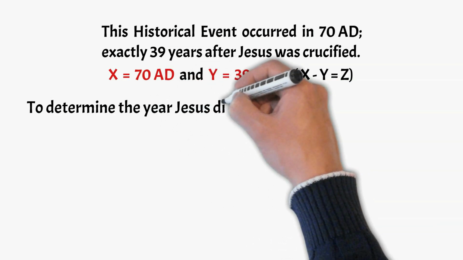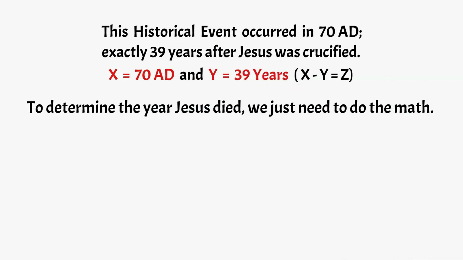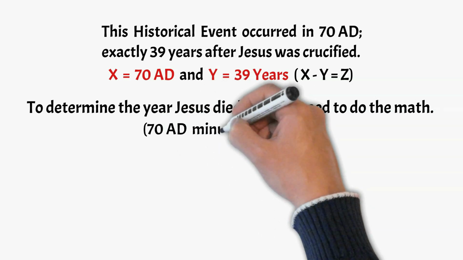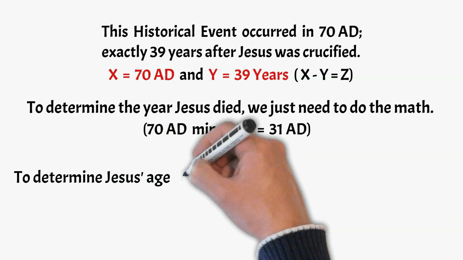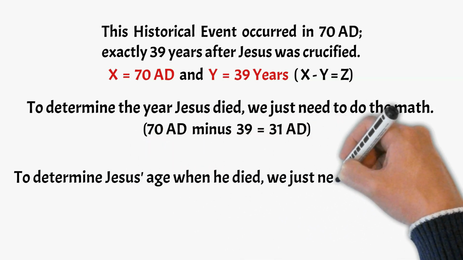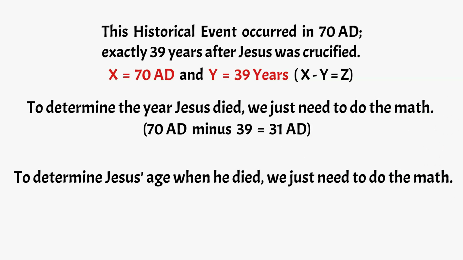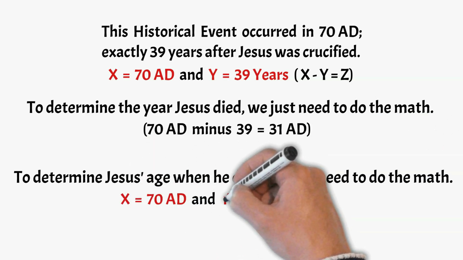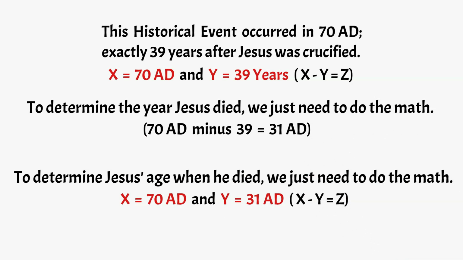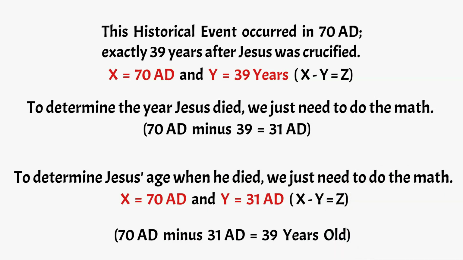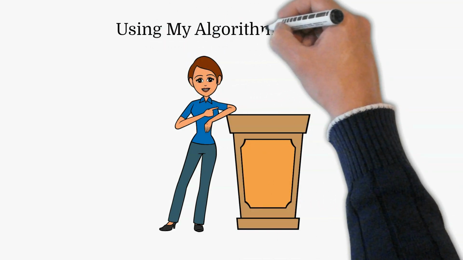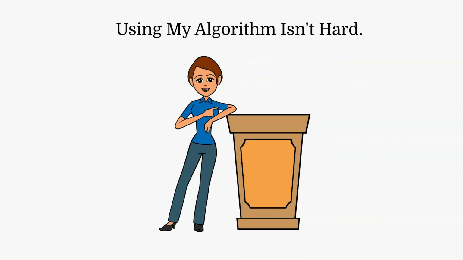To find the year Jesus died, we need to use the subtraction equation. Jesus died in 31 AD. To find the age of Jesus when he died, we use the subtraction equation as well. X equals 70 AD, and Y equals 31 AD. Jesus was 39 years old when he died. Again, by getting the correct variables and doing simple math, we answered an age-old question in less than 2 minutes.